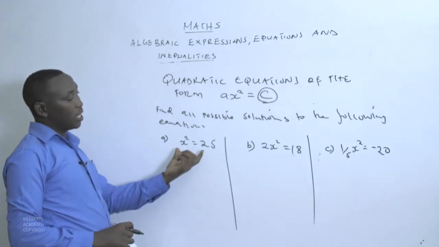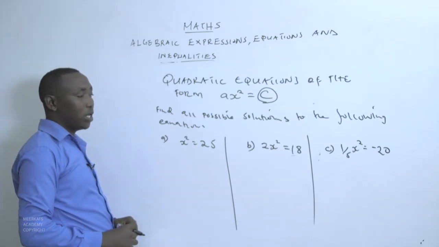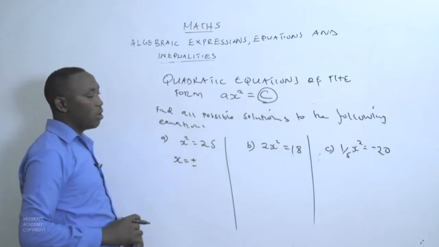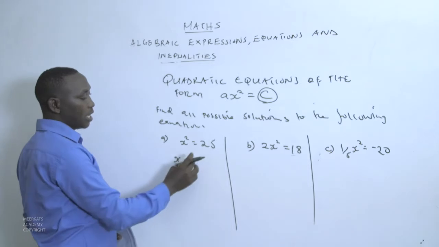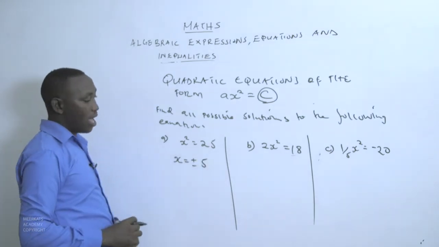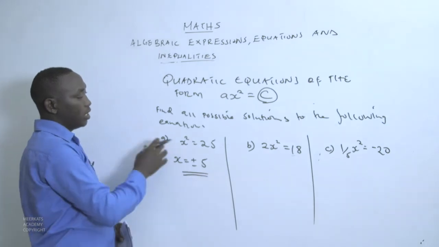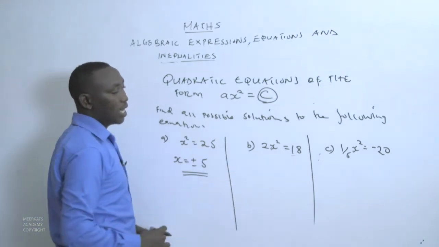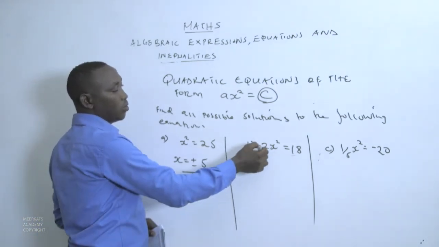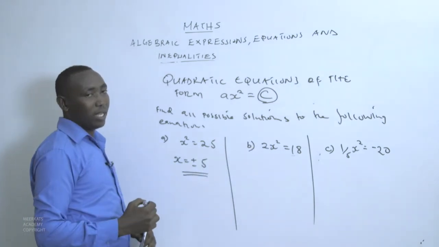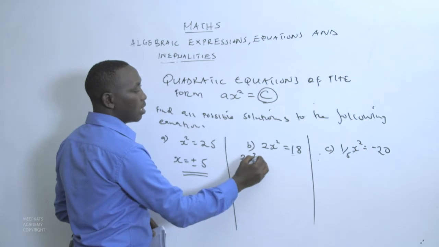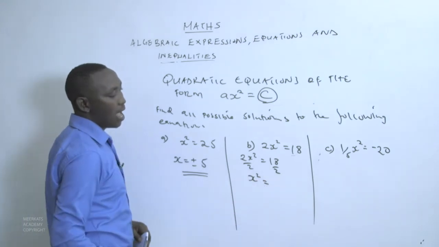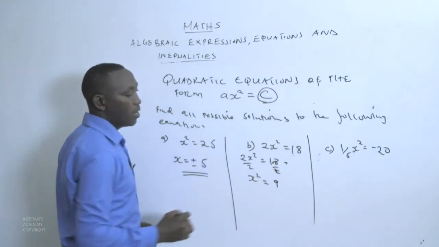We have said that to solve this quadratic equation, we need to find the square root of both sides. So this will give us that x is equal to the square root of 25, which is either plus or minus 5. Therefore, the two possible answers to this question are that x is either 5 or minus 5. With this second equation, we first need to ensure that the coefficient of x squared is 1. Therefore, we need to divide both sides by 2, which will leave us with x squared is equal to 9.